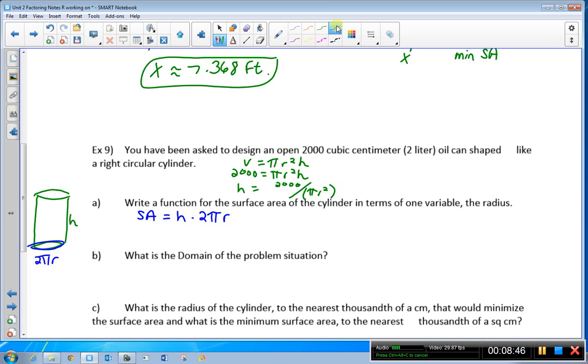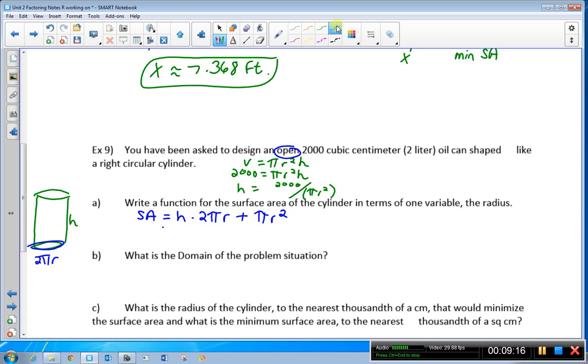And it says you've been asked to design an open, okay, so that's why it's just one of them, the bottom. And then we need the surface area for the sides. Now I need the surface area of the bottom of the drum, which is just the area of a circle, so that's pi r squared.